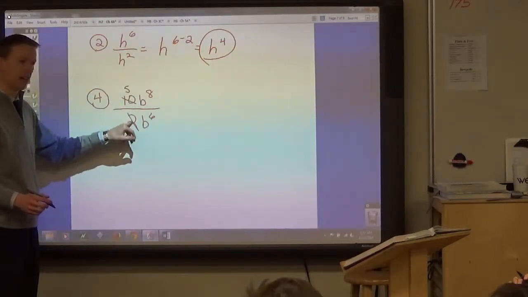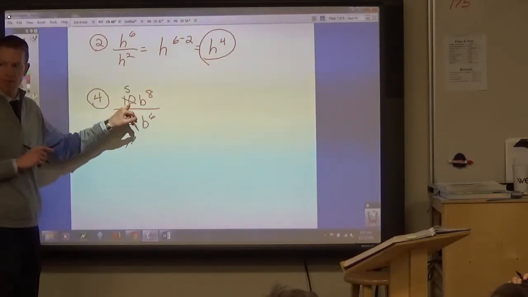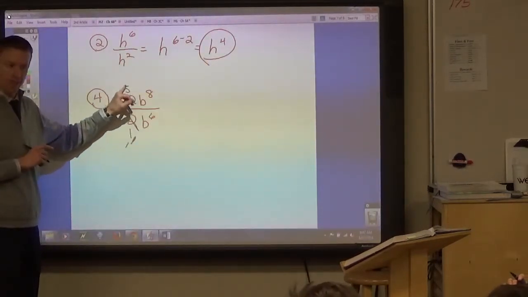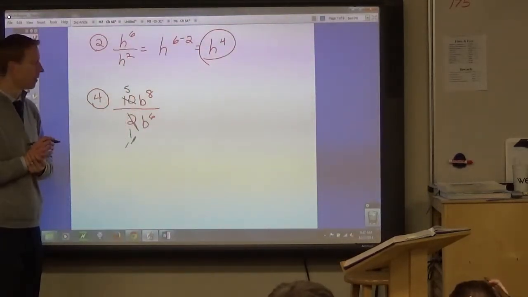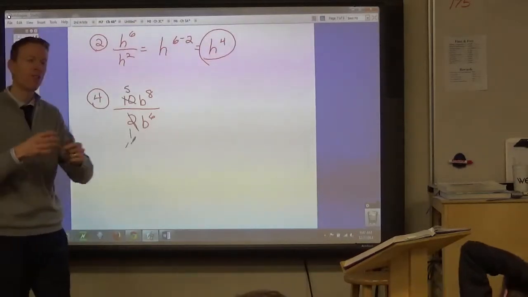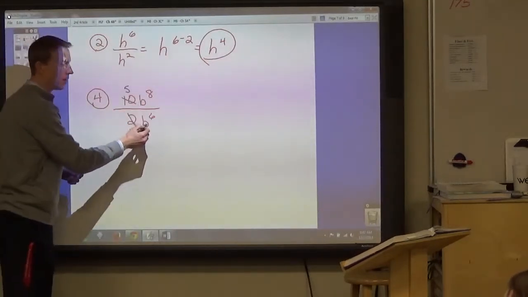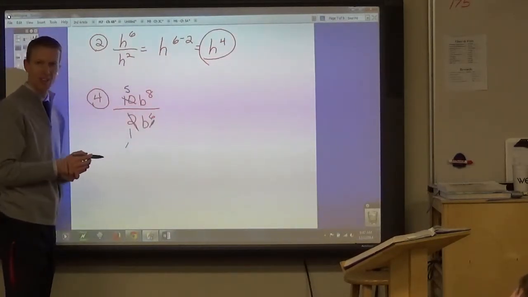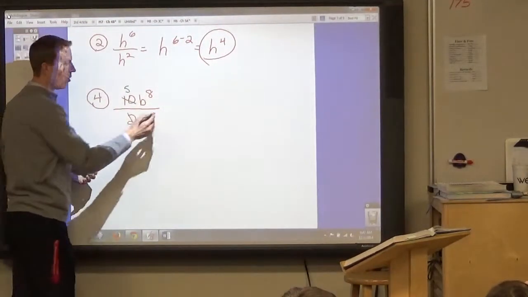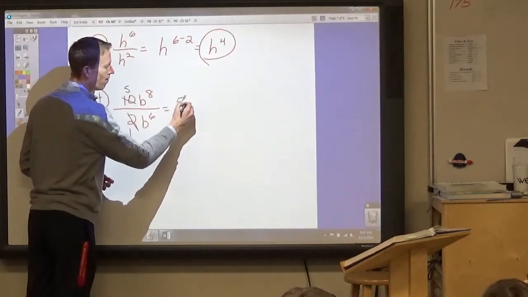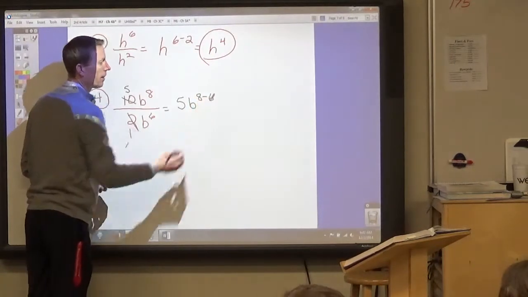How many 2's are there in the number 2? There's 1. How many 2's are there in the number 10? 5. Dividing both of these numbers by 2. Okay? In algebra terms, we think of it as factoring out. We can factor out 6 b's out of each of these, right? That's what we're doing when we're dividing. So, this is 5b to the 8 minus 6.